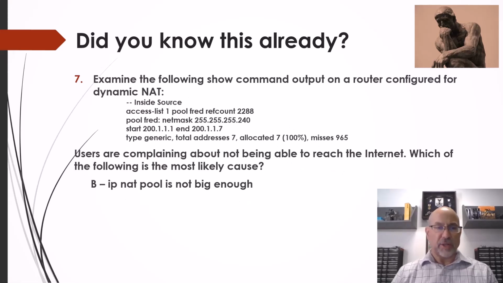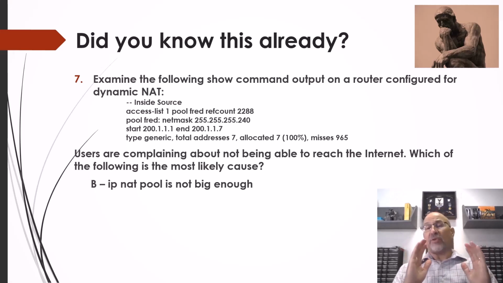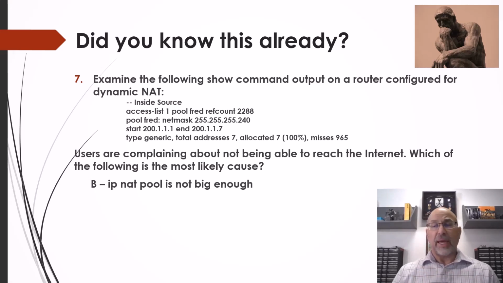And our last question, number 7, examine the following show command output of a router configured for dynamic NAT, right? So this would have been show IP NAT statistics. Users are complaining about not being able to reach the internet. Which of the following is most likely the cause? Now, what we have to realize is that if you're doing network address translation, it's a problem for folks that are not being translated because they're using private addressing. And the outside internet would not know how to get back to those addresses.